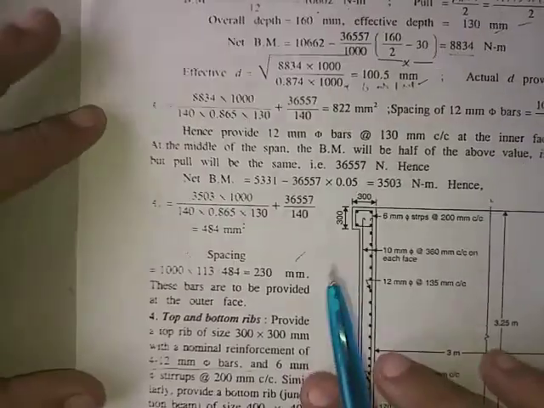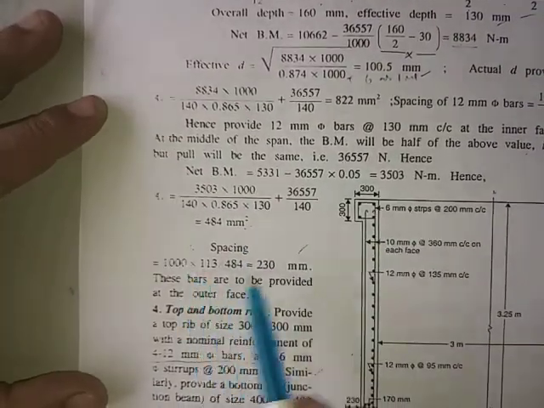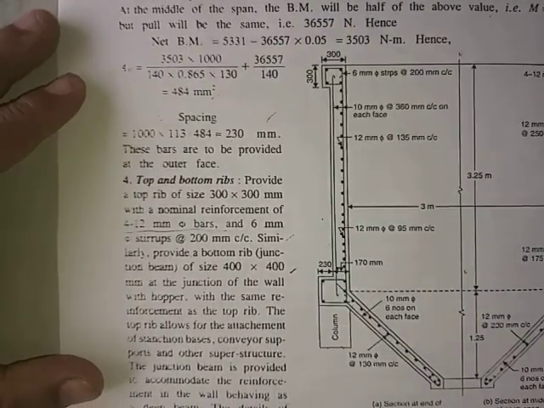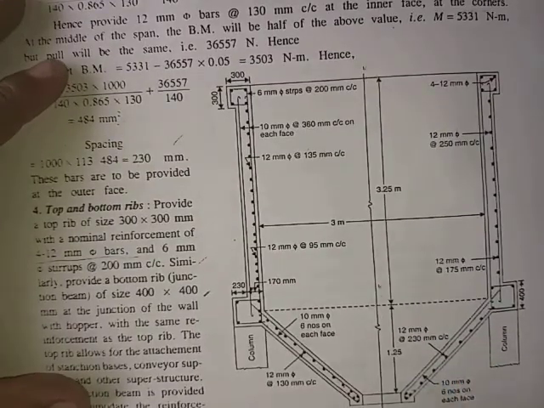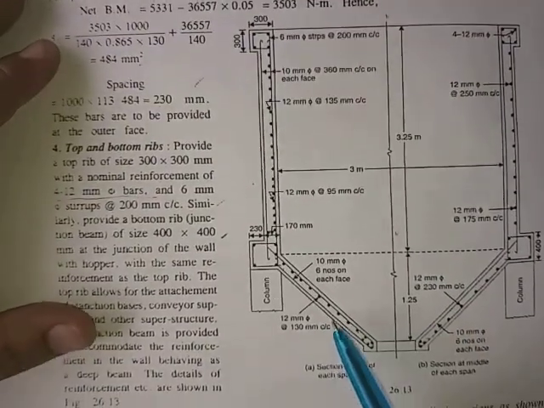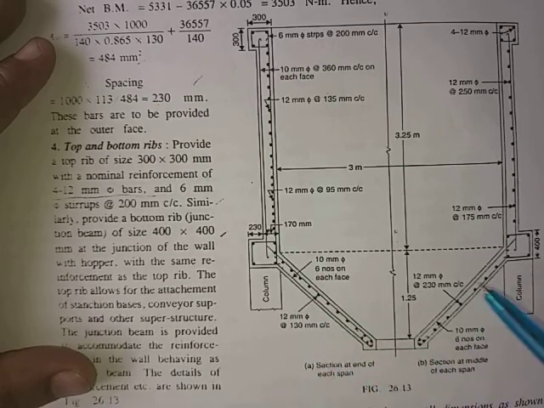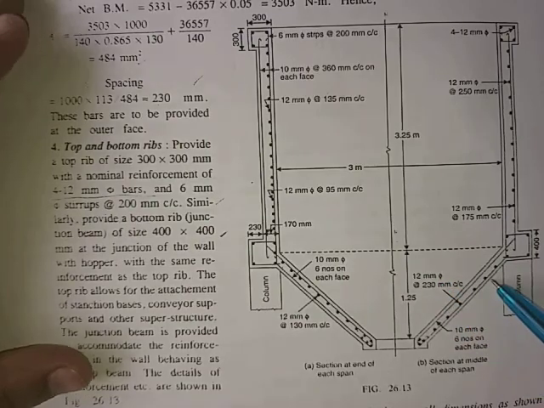So when you decide the steel for that, the spacing comes out to be 4840. So when you provide the steel, it comes out to be 230 mm center to center. So these bars can be provided on the outer face at this rate, as you can see over here. So for the inner face we have calculated the steel as 12 mm bars at the rate of 130 mm center to center, and for the outer face the steel is 12 mm bars at the rate of 230 mm center to center.